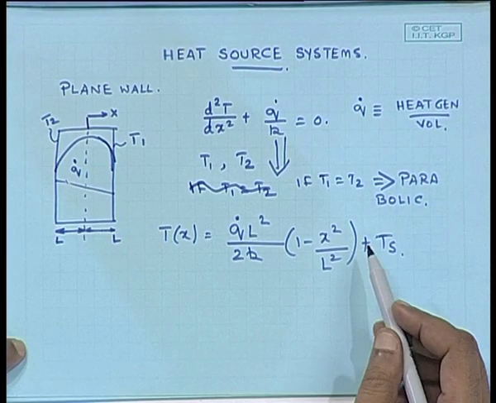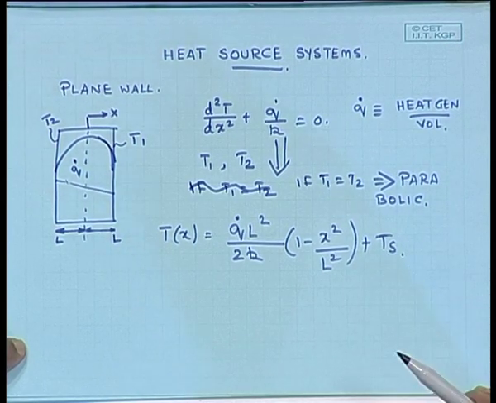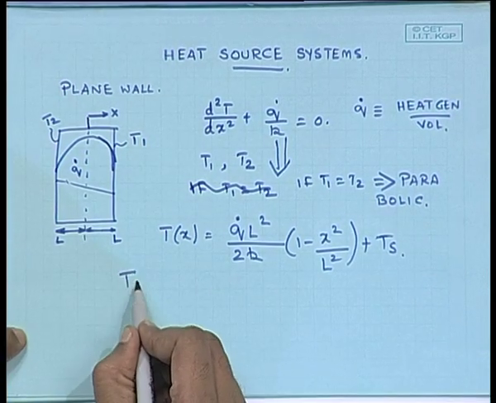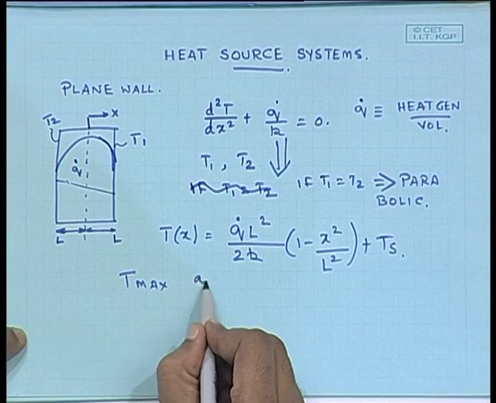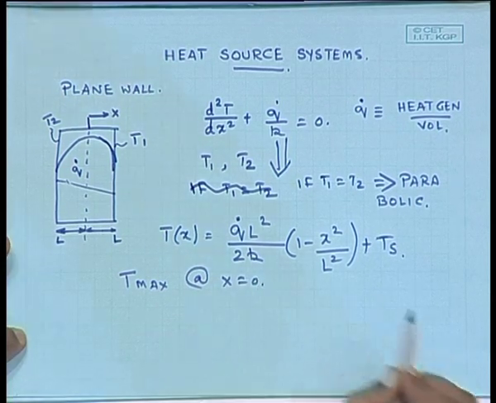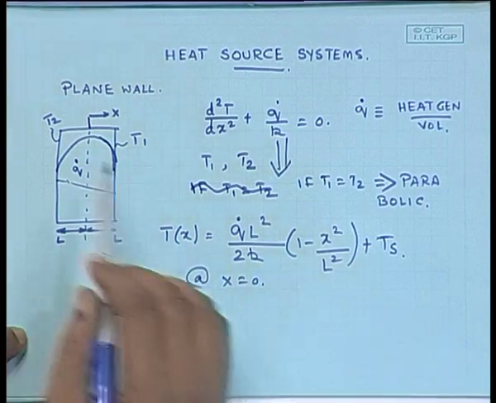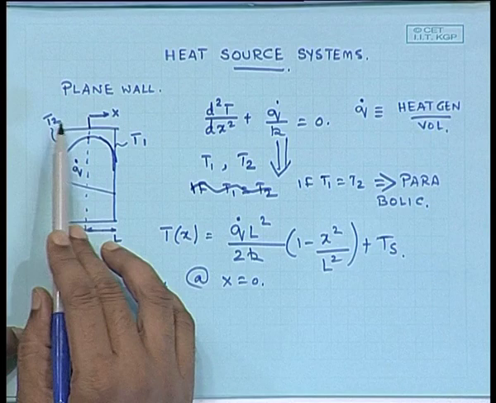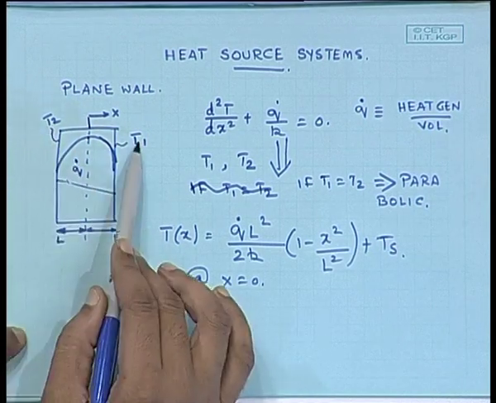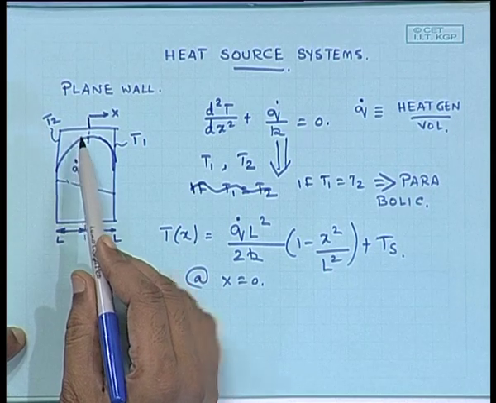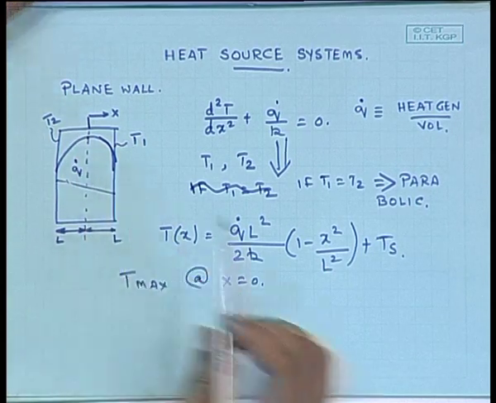So, one should be able to find out what is the mid-plane temperature. How do you find out the mid-plane temperature? The temperature at the midpoint, put x equal to 0. And you would see that if you put x equal to 0, that is your maximum temperature. So, T max would simply be at x equal to 0. It is going to be a parabolic distribution with this being symmetric. If suppose T2 is higher than T1, then the apex of the parabola will be shifted more towards T2. So, those are straightforward cases.